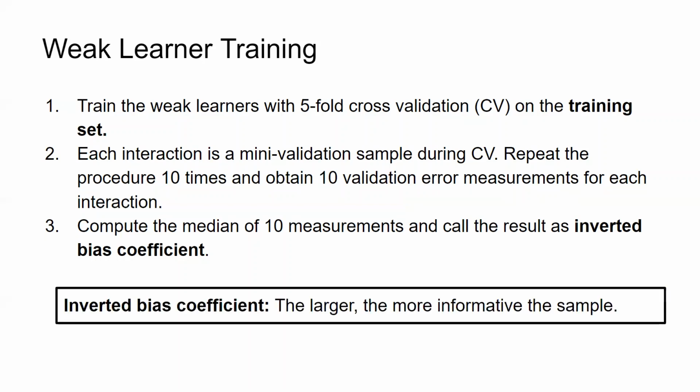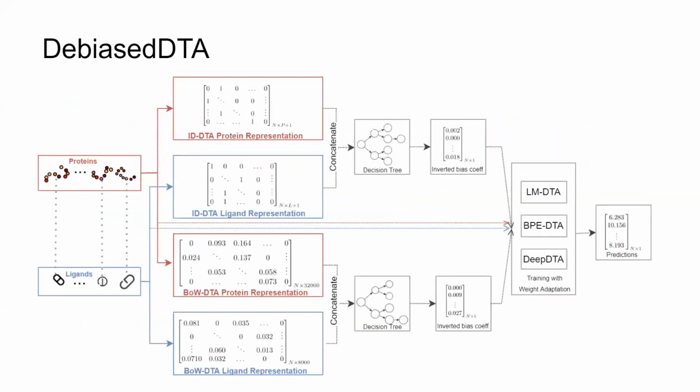Here, the idea is that if the inverted bias coefficient is high, then it's a challenging interaction for the weak learner, and thus it is a less biasing example, or a more informative sample for the strong learner. We use this information in the strong learner training.